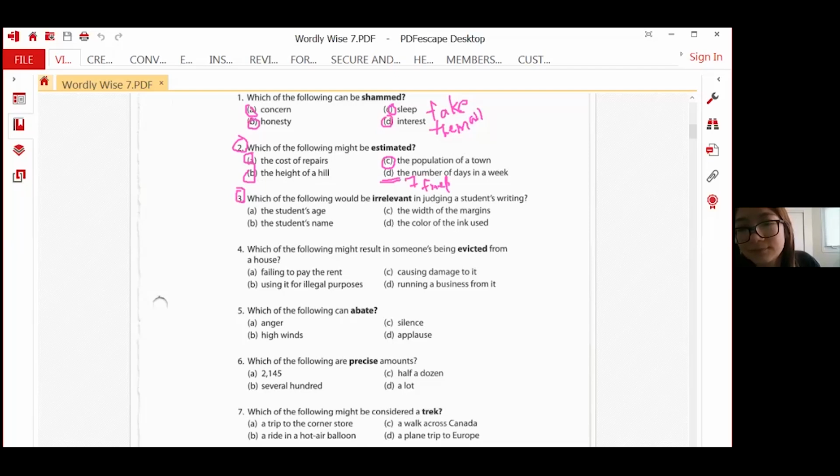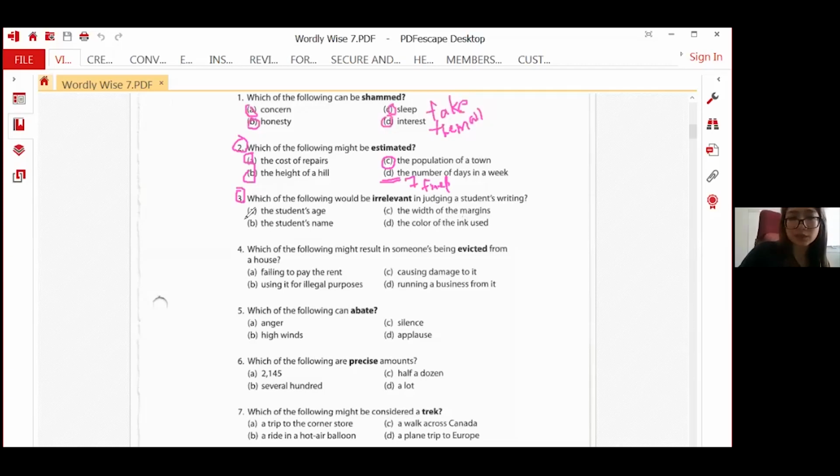Next, number 3, Jet. Jet, answer. All of them, except the student's name, because it would be irrelevant in judging a student's writing. Well, the student's name, if they spell it wrong, means they're bad at spelling, and the rest can't be wrong most of the time, because student's age. They're irrelevant in judging a student's writing.